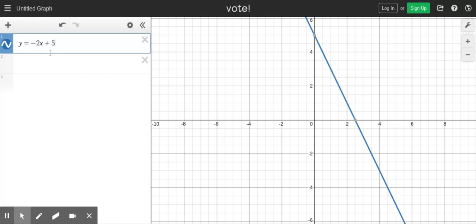This first part here is the y-intercept. So the y-intercept starts at 5. It crosses the y-axis, y-intercept. It intersects the y-axis at 5. And then the slope right here is the coefficient on the x.